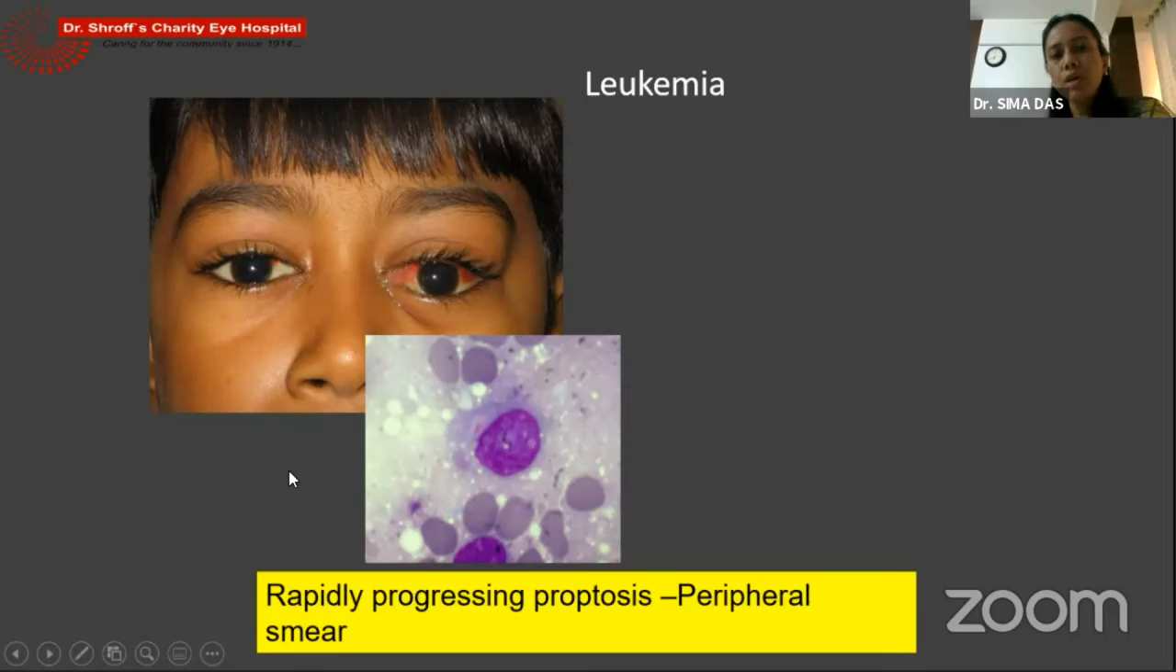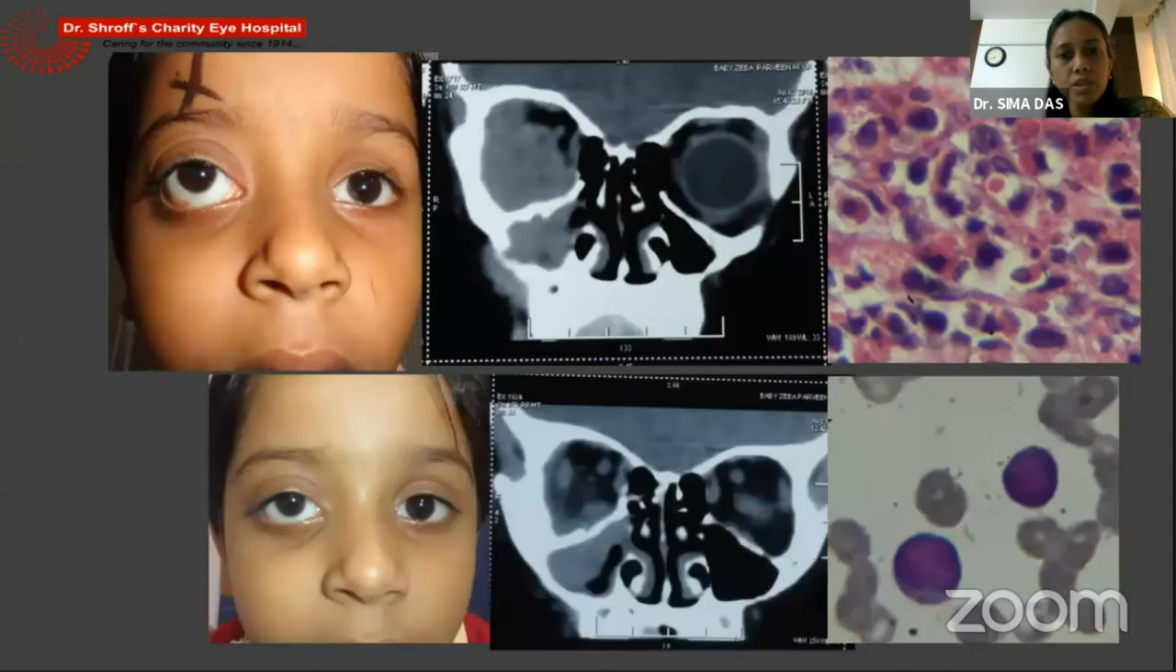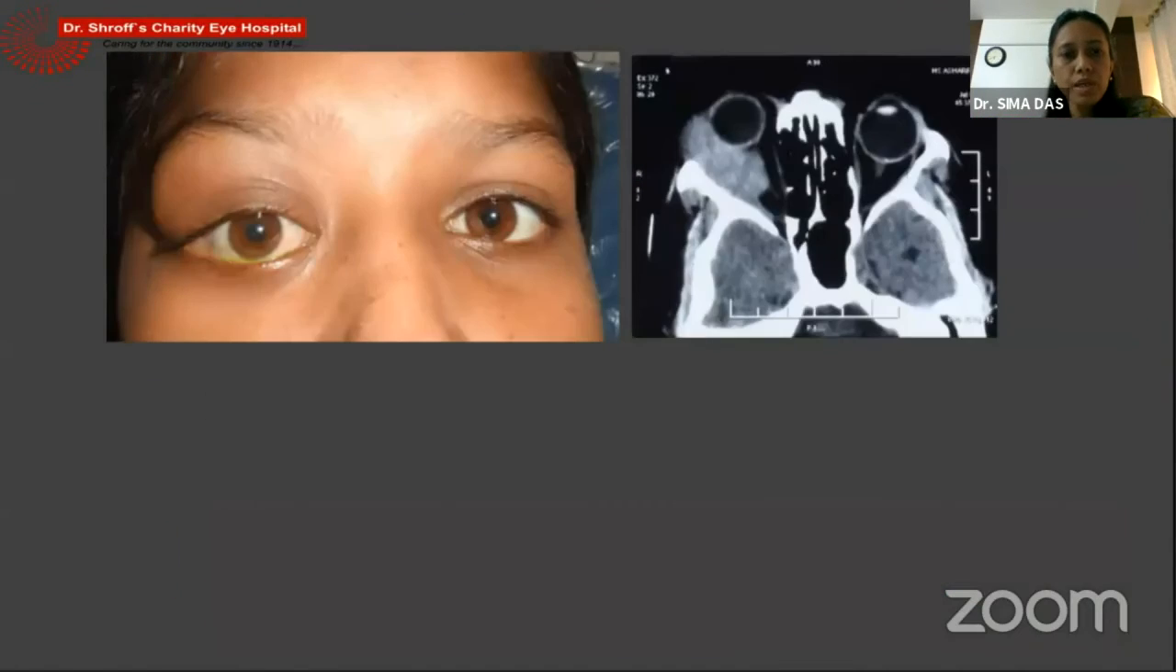Go ahead. So leukemia commonly presents with this kind of picture, rapidly progressing proptosis, but many a time it could be a little atypical presentation, like in this child, presenting like a sino-orbital mass, and the initial peripheral smear did not show anything, but subsequent biopsy did pick up the diagnosis of leukemia.